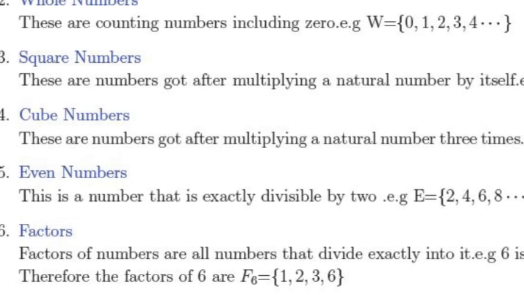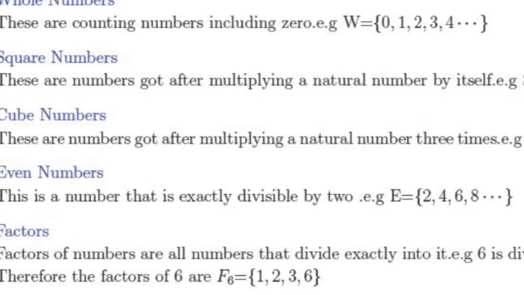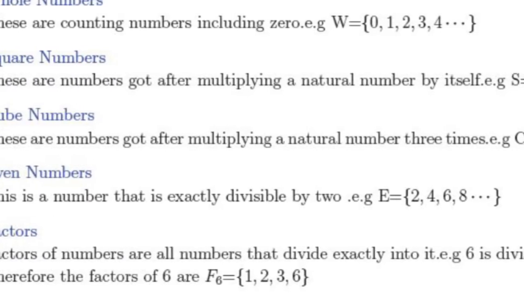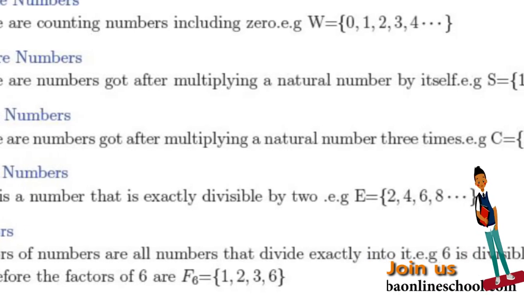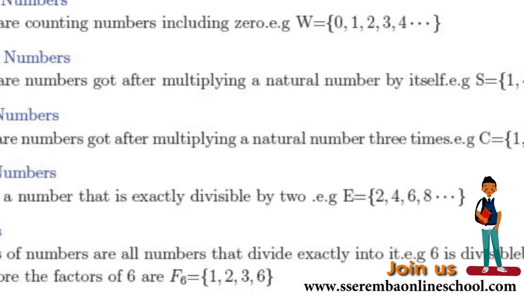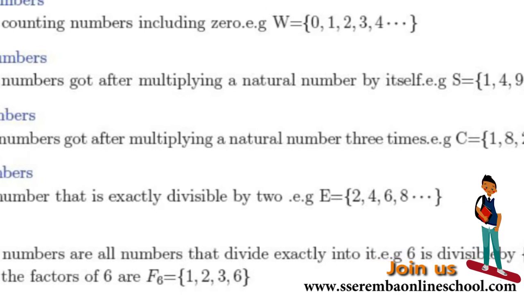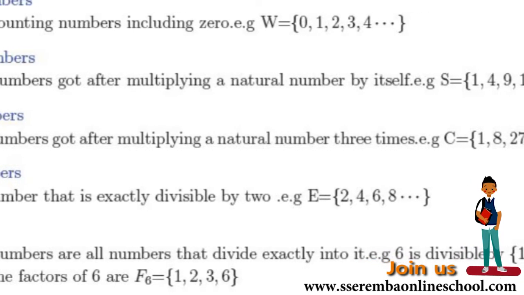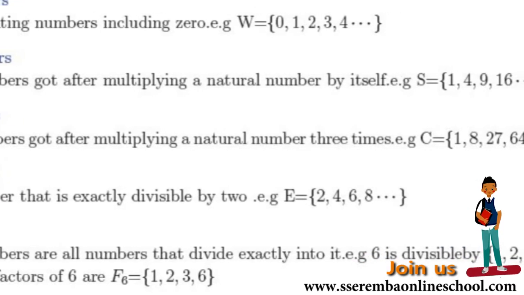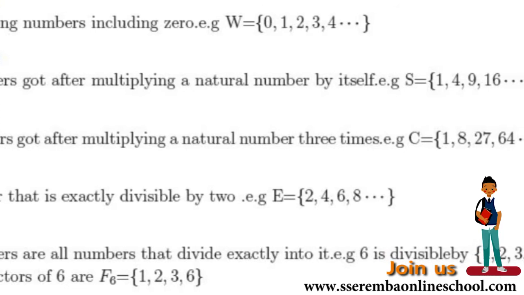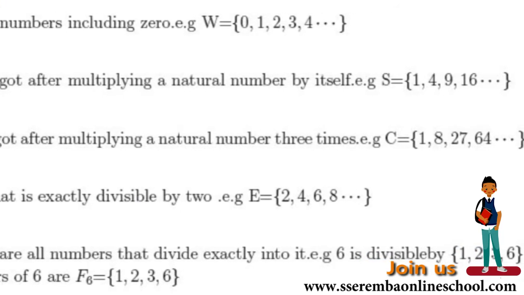Then we also have what we call cube numbers. These are numbers which you get by cubing, or by multiplying the natural numbers by itself 3 times. You see the examples there. If I cube 1, or multiply 1 three times, I get 1. When I multiply 2 three times, I get 8. When I multiply 3 three times, I get 27. So those are numbers you get by cubing counting numbers, and they are called cube numbers.